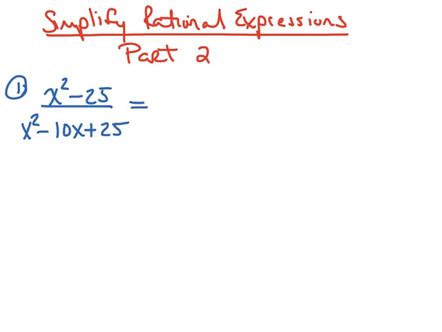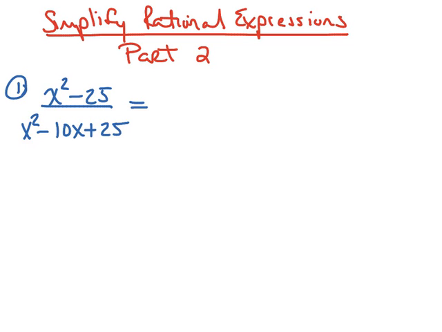Alright, we're going to continue looking at simplifying rational expressions. First one here, we have x squared minus 25 over x squared minus 10x plus 25. Again, what we need to do is factor both the numerator and the denominator. So I'm going to start with my numerator, x squared minus 25.